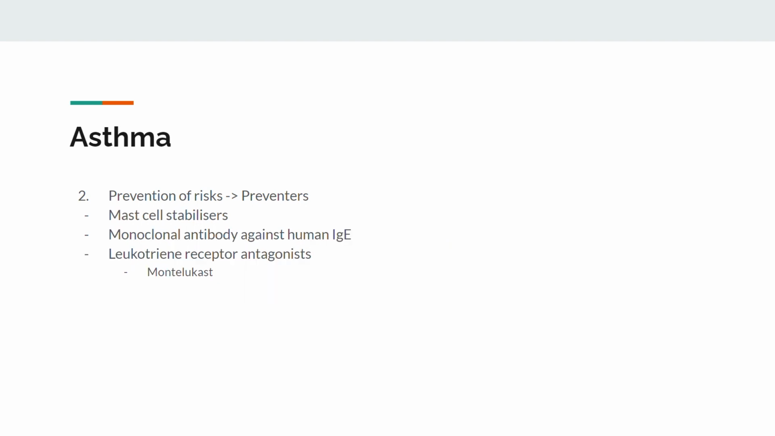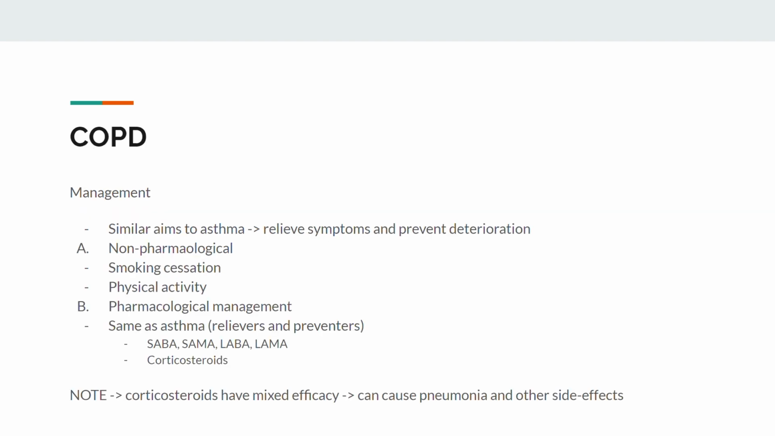For your other preventers, you've got your mast cell stabilizers, you've got monoclonal antibodies against human IgE, and you've got your leukotriene receptor antagonists such as montelukast. So these are just some other examples of preventers. However, most commonplace is the use of corticosteroids.